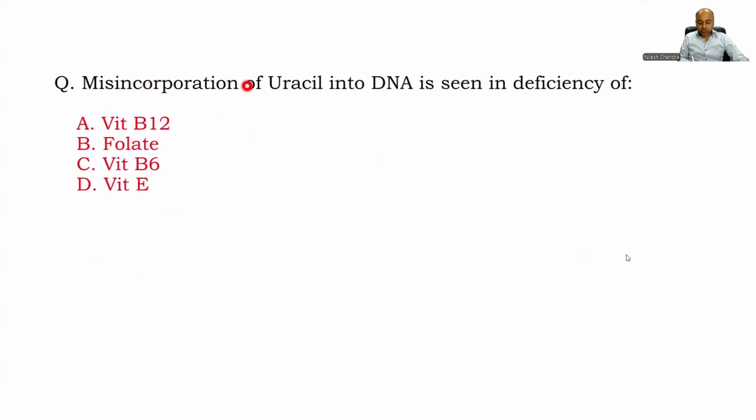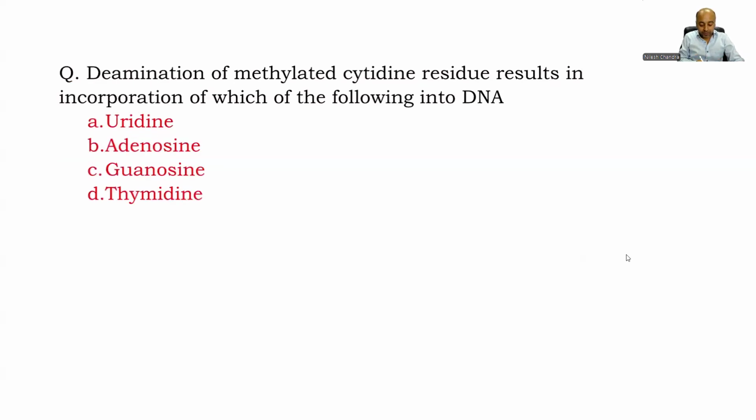Okay, misincorporation of uracil into DNA is seen in a deficiency of which vitamin? Now, see, the correct answer here is folate, because folate is required for conversion of dUMP to dTMP. Uracil normally doesn't get incorporated into the DNA, but if the folic acid is not there, then the uracil might get incorporated in place of thymine, because thymine is no longer there. So please note, folate deficiency can result in misincorporation of uracil into the DNA.